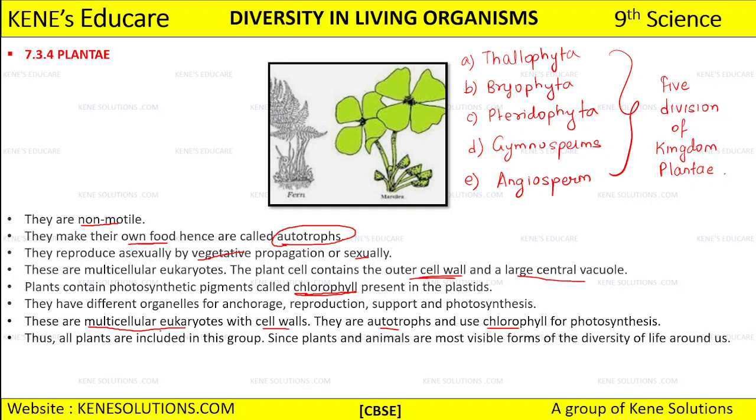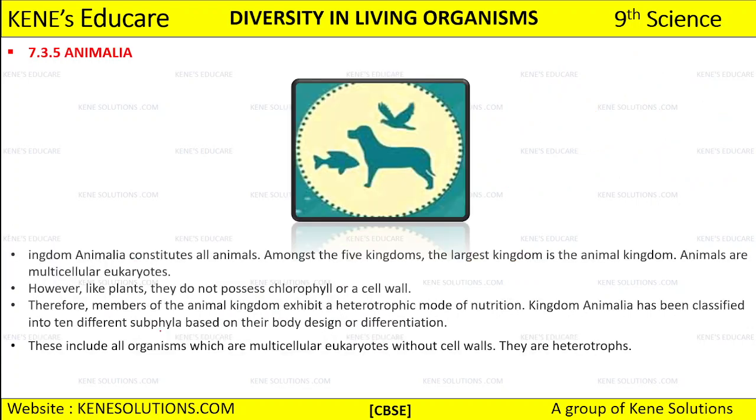Plants and animals are the most visible forms of diversity of life around us. So all the plants are included under kingdom Plantae, and all the animals are included under kingdom Animalia. Since they make up the different forms of diversity around us, they are very important. Now the next thing that we have is kingdom Animalia.